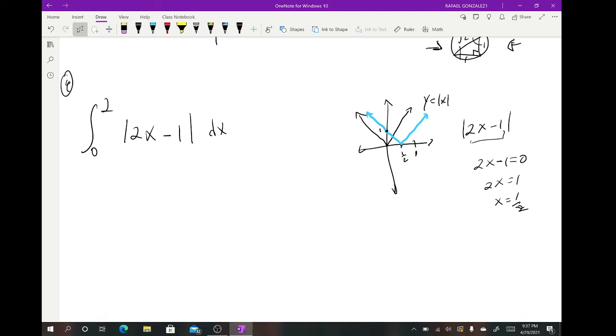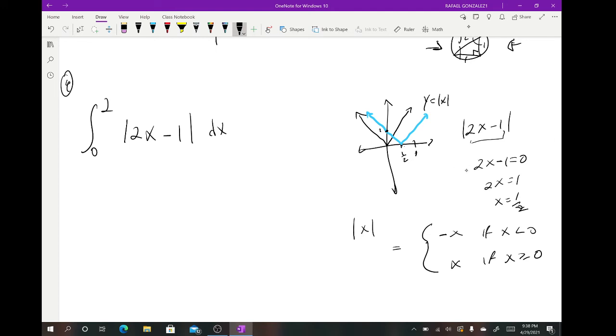Now keep in mind that the absolute value function as written is not differentiable because of the sharp corners. For the same reason, you cannot straight up find the antiderivative of it. So what we have to do is use the definition of the absolute value. Remember that the absolute value of x is equal to a piecewise function: minus x if x is less than 0, and x if x is bigger than or equal to 0.